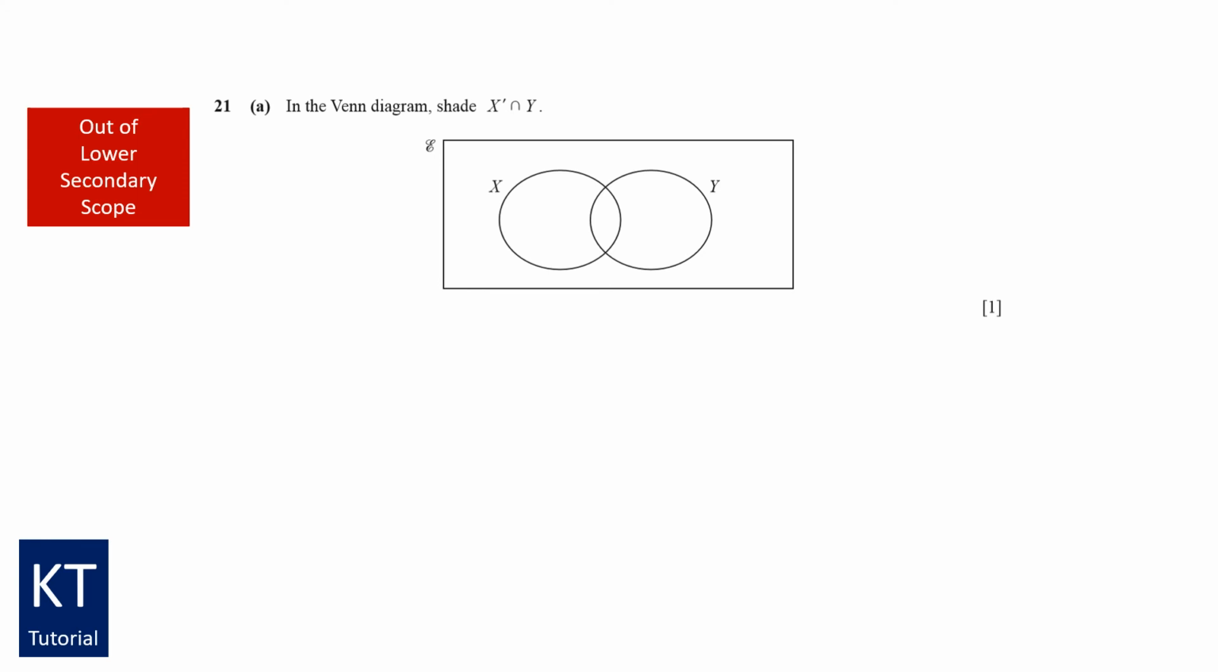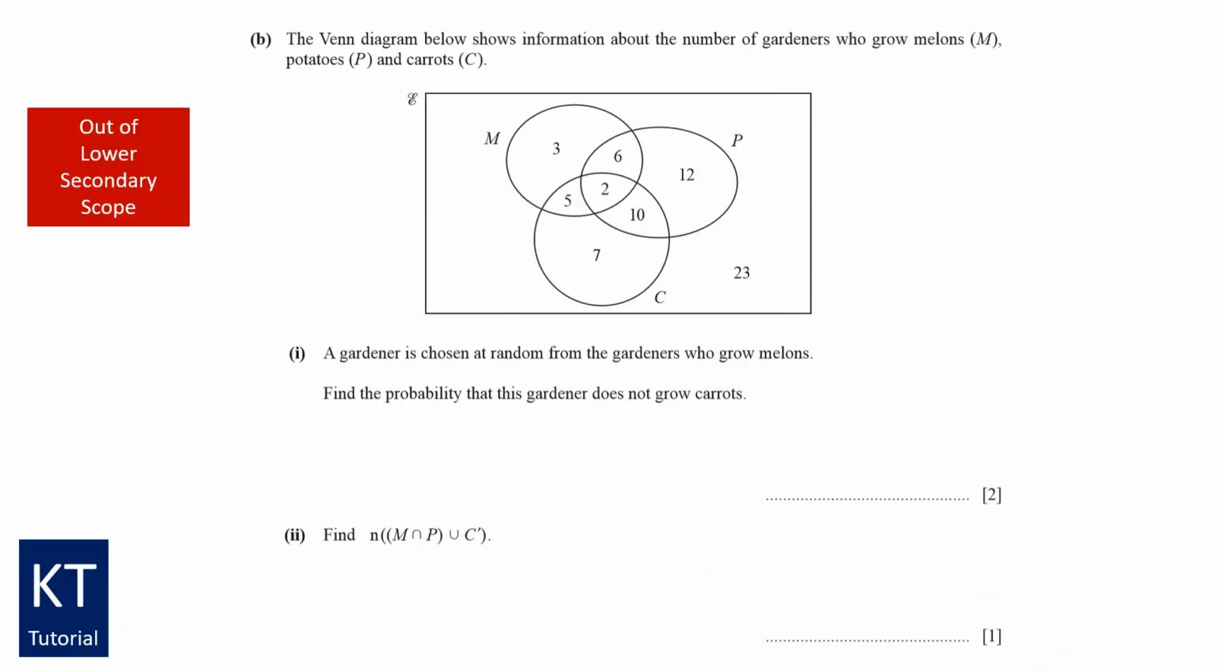Question 21. In the Venn diagram, shade as per the given expression. And here it is. Question 21b. The Venn diagram below shows information about the number of gardeners who grow melons, potatoes, and carrots. A gardener is chosen at random from the gardeners who grow melons. Find the probability that this gardener does not grow carrots. This is the sum of the numbers circled in blue over the total of m.